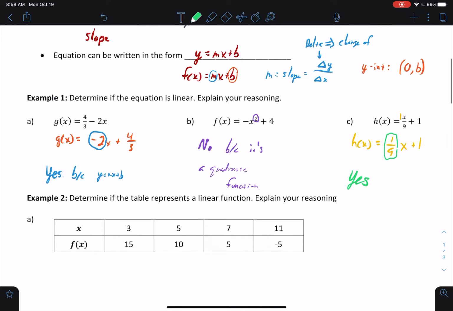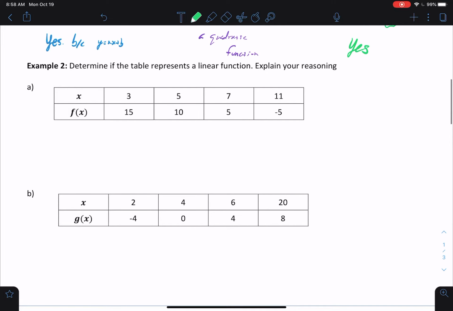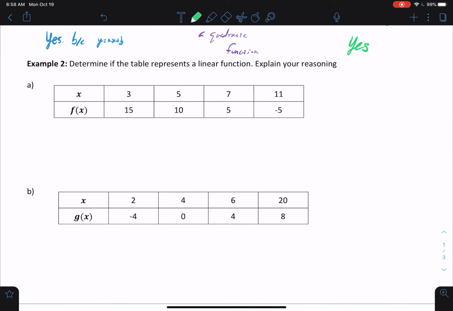Let's determine, in this example, if the table represents a linear function. So what are my x's going up by? My x here is going up by 2. From 5 to 7, it's going up by 2. But from 7 to 11, it's going up by 4. So it's important to note how your x values are changing. What about your y values? From 15 to 10, that's going down by 5. From 10 to 5, it's going down by 5. From 5 to -5, it's going down by 10.